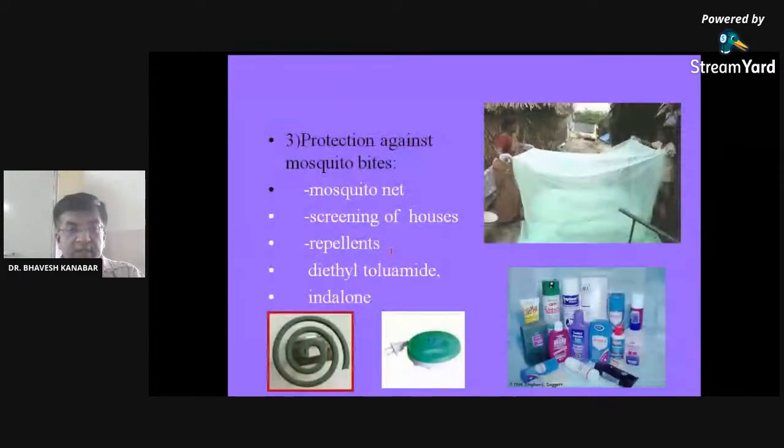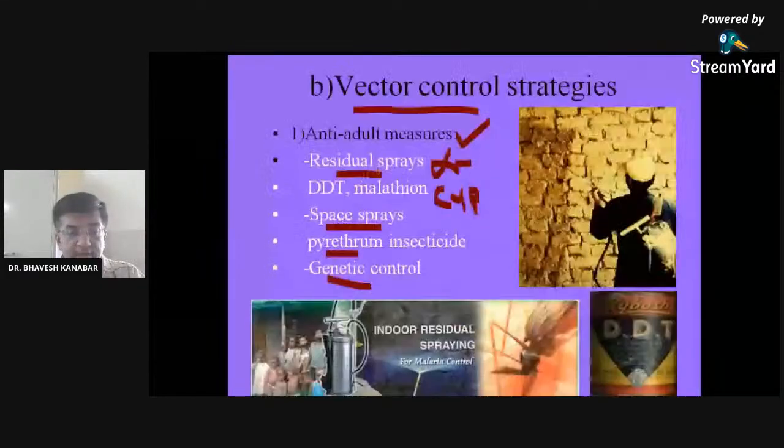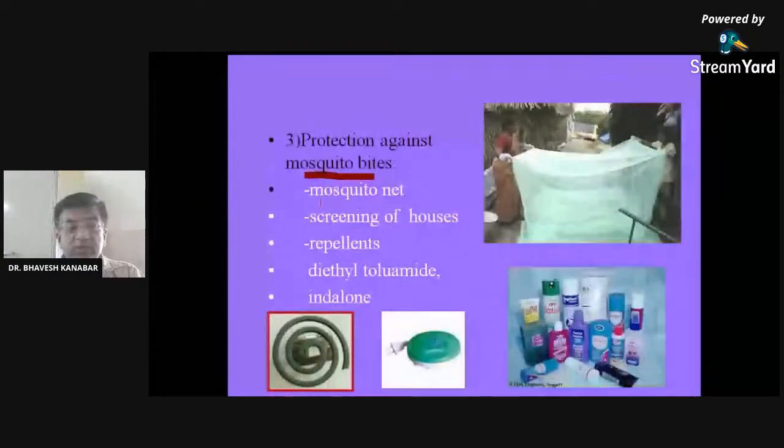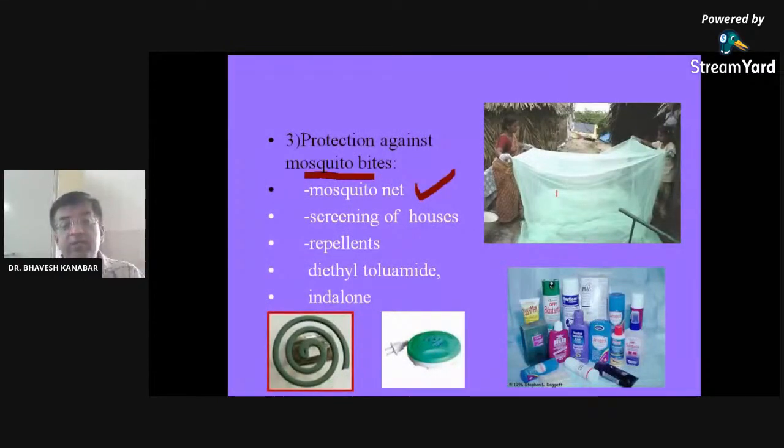But then personal protection. So there are three measures. We have told you anti-adult measures, then anti-larval measures, then the third one is protection against mosquito bites by using the mosquito net. You can see in the picture, the mosquito net is commonly used, and this mosquito net may also be impregnated with insecticide, that is called an insecticide treated mosquito net. And for that, deltamethrin is used. Deltamethrin is the common chemical which is used for treating this mosquito net. So if any adult mosquito comes into contact with this mosquito net, it dies. If it rests over the mosquito net, because of the effect of deltamethrin, the mosquito will die.